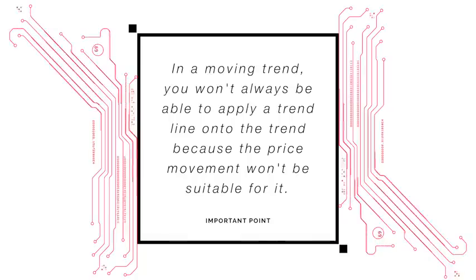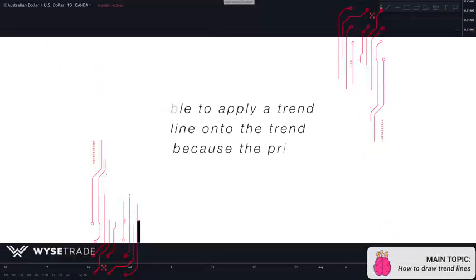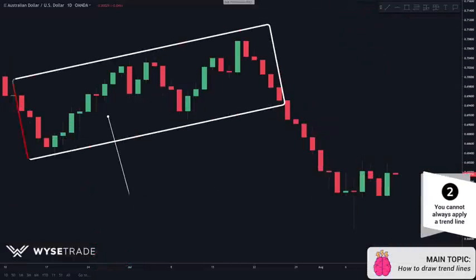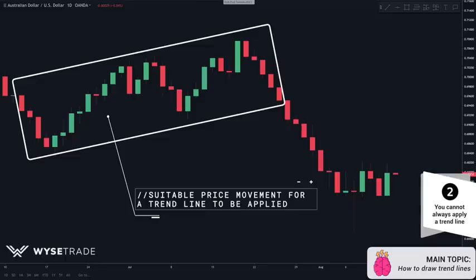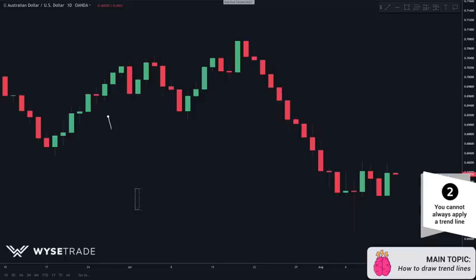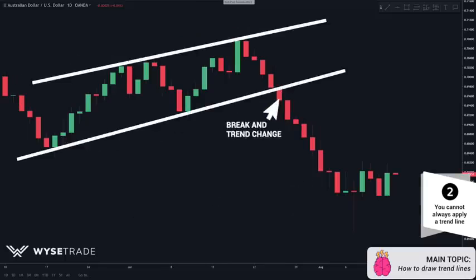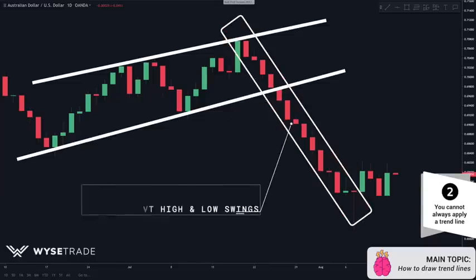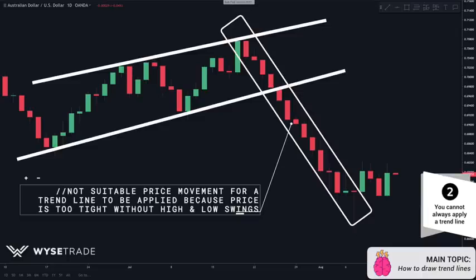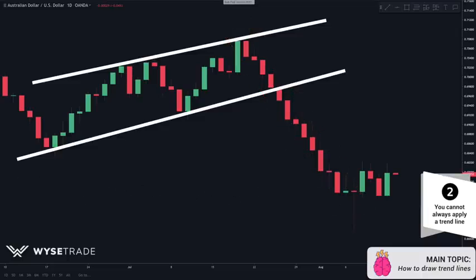There isn't always a trend line you can draw, as there isn't always going to be suitable price movement for a trend line to be applied to it. So to the left here, we had good price movement where you would have had two trend lines applied before price broke the bottom trend line and started a downtrend. But now looking at the current trend, there isn't suitable price movement to apply a trend line. You could apply a super tight trend line like this, but that does not help your overall analysis. So in this case, we leave it out.